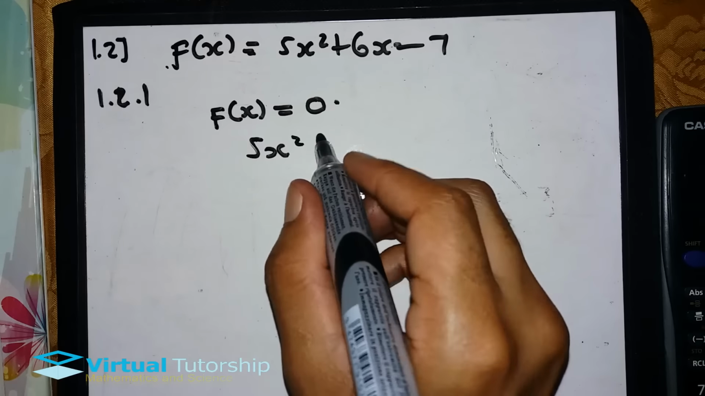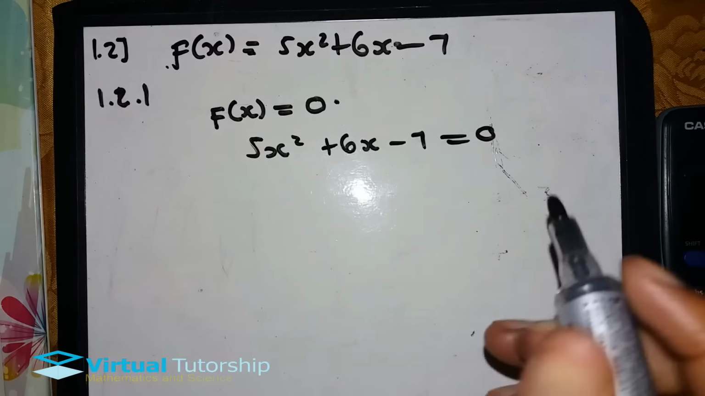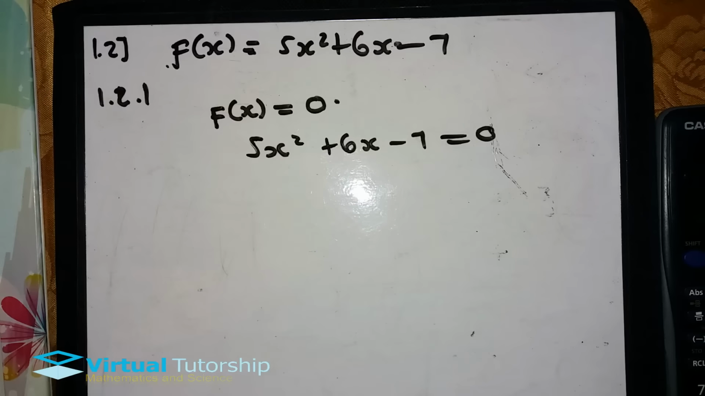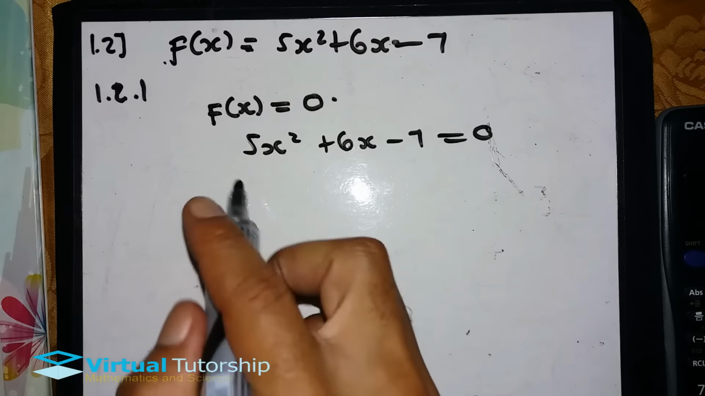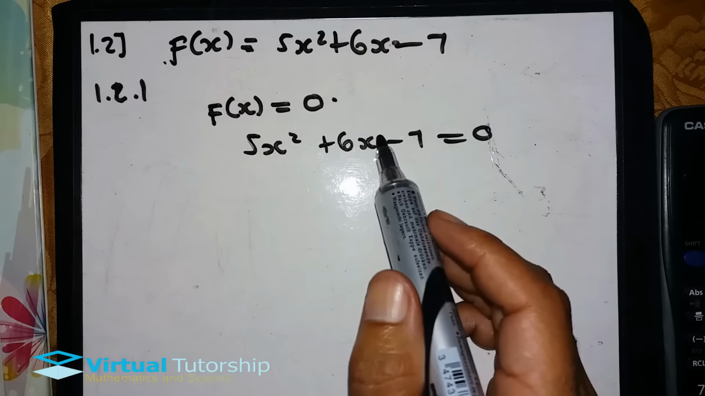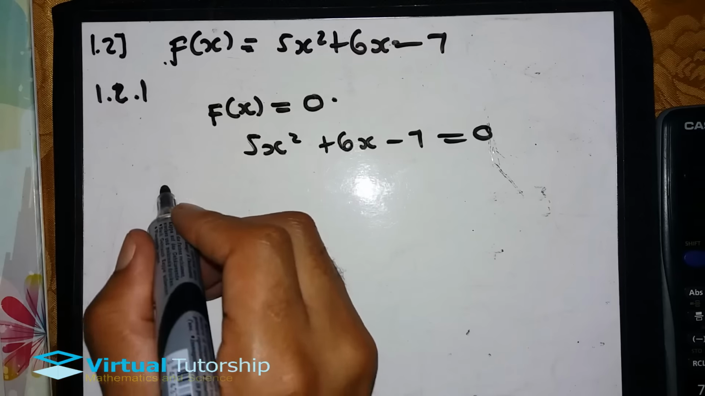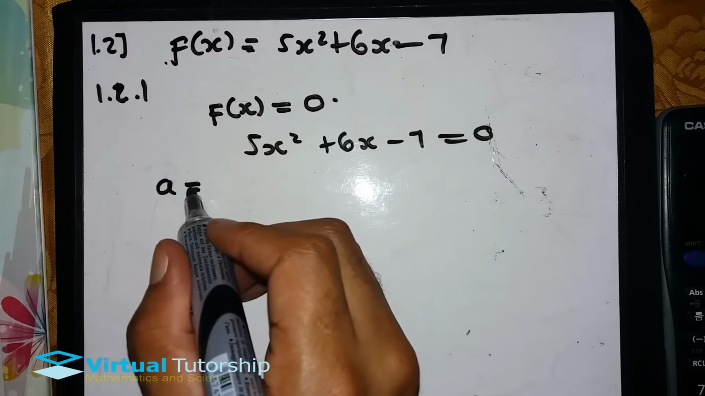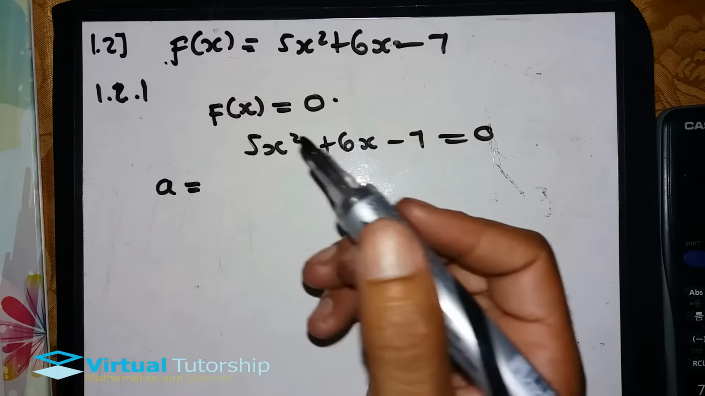So 5x squared plus 6x minus 7 is going to be equal to 0 because f of x is equal to 0. Then they say correct to 2 decimal places. Since it says correct to 2 decimal places, this is a quadratic equation. If you must express your answer correct to 2 decimal places, always know that the factoring method will not work here. You must use the quadratic formula, or what's this, completing the square.